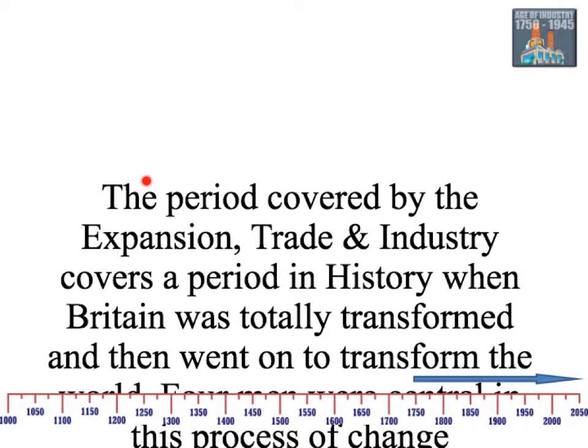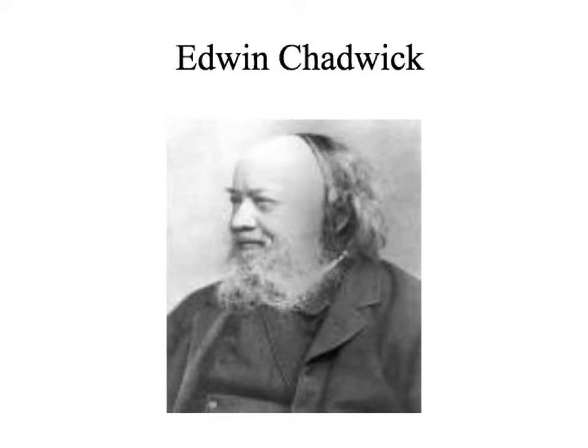All right. So the period covered by expansion, trade and industry covers a period in history when Britain was totally transformed and then went on to transform the world. And there's our timeline from 1750 up to... So the individuals, Edwin Chadwick, who the students probably won't have heard of. This is the man who completely reformed public health in the United Kingdom.